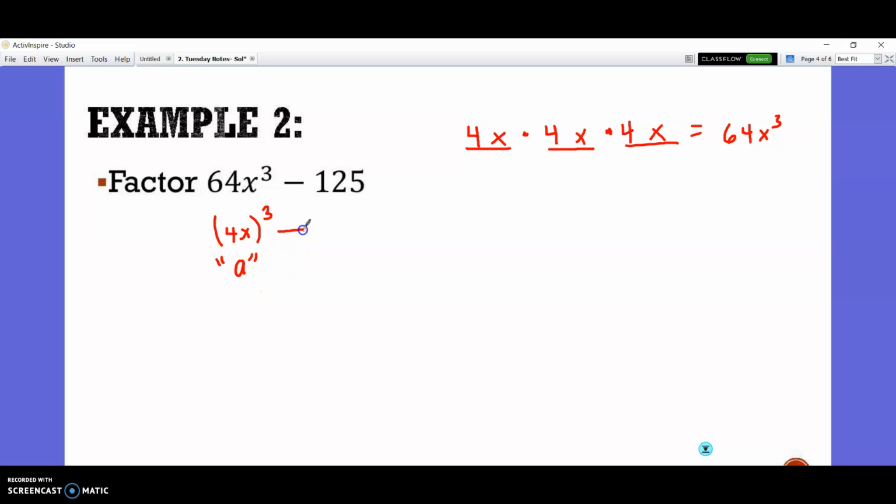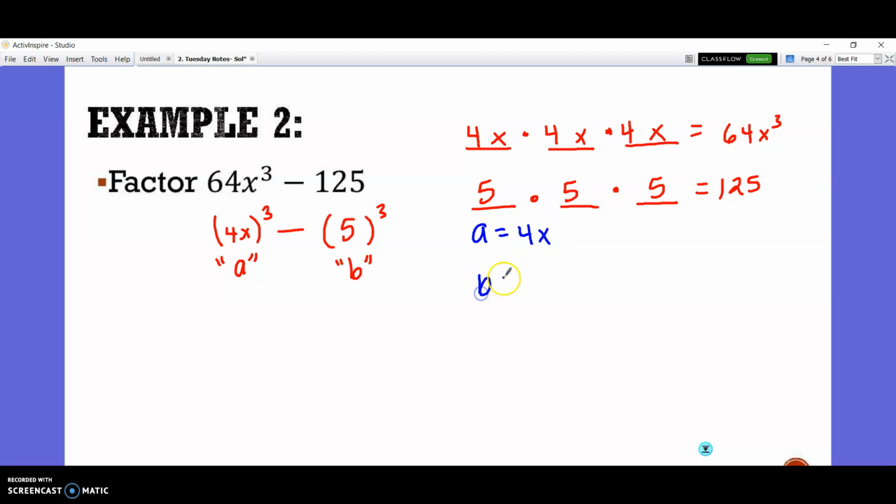Now this is a difference. What times what times what gives us 125? And that would be 5. 5 times 5 times 1 more 5 is 125. So this is just 5, and that's our b. So a is 4x, b is 5.